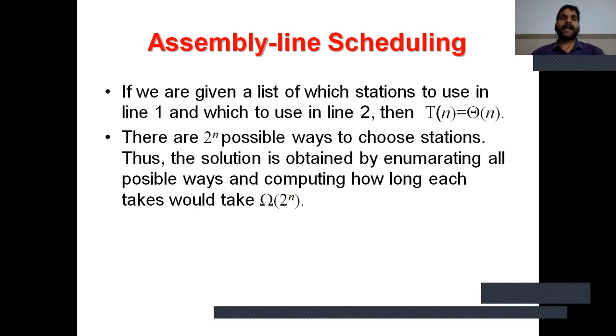There are 2 to the power n possible ways to choose the stations, because there are assembly line 1 stations and assembly line 2 stations, and the total number of stations is n. Thus, the solution obtained by enumerating all possible ways and computing how long it would take is omega of 2 to the power n.